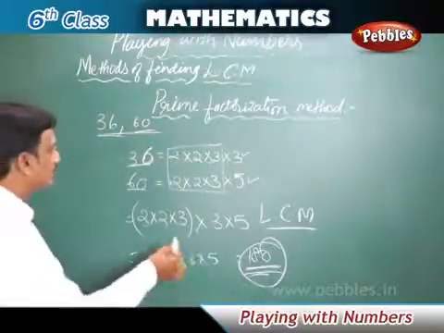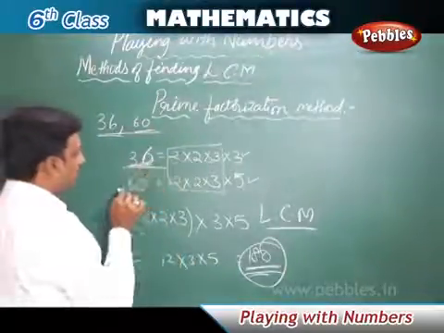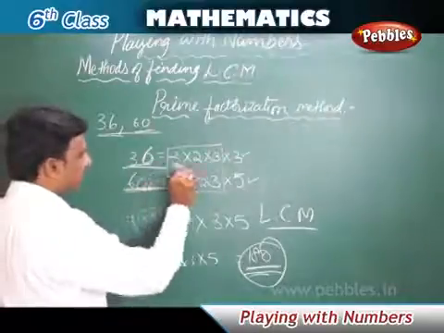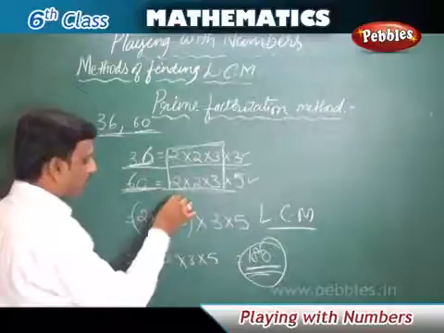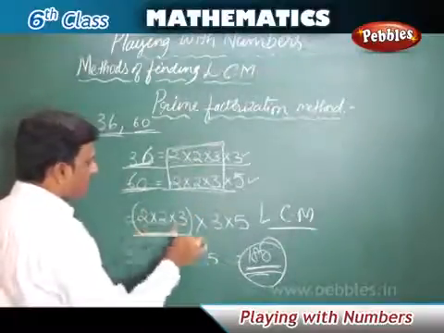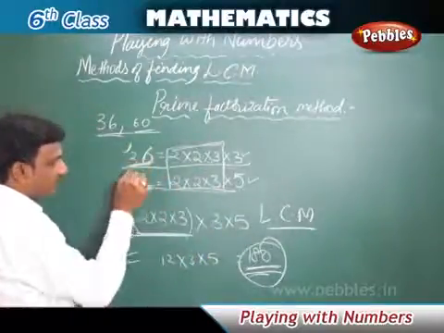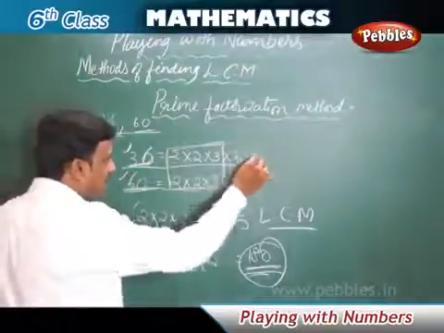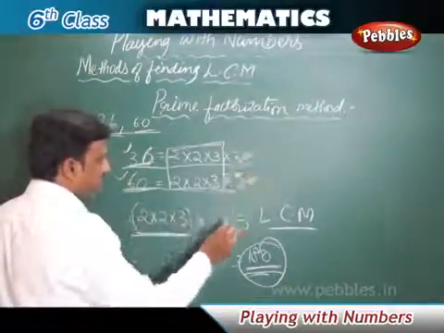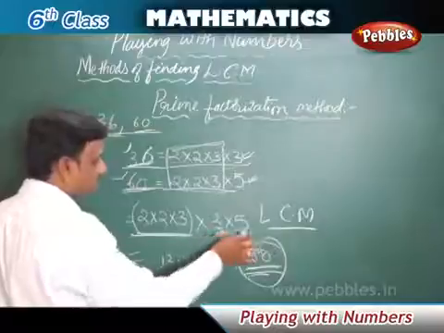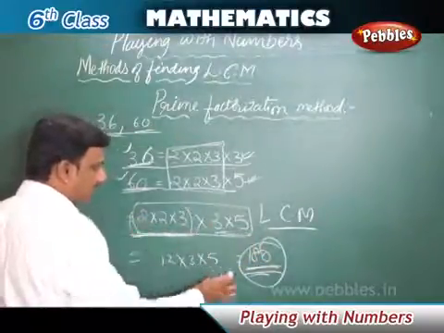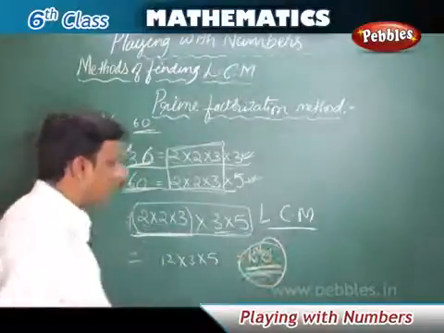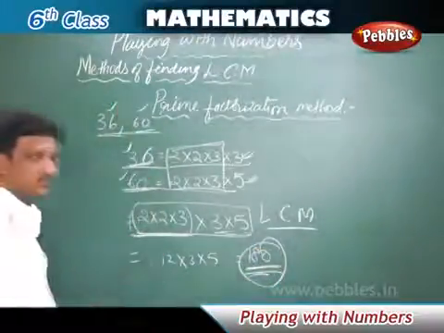In this method, first we have written the prime factors for 36 and 60. Among the factors, we have taken the common factors. Now we are making the product of the common factors of both the given numbers and the other leftover numbers we have written here. The product of all these numbers gives us the least common multiple of these two numbers.